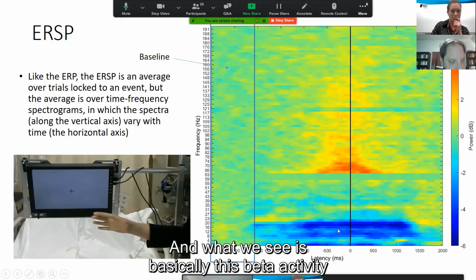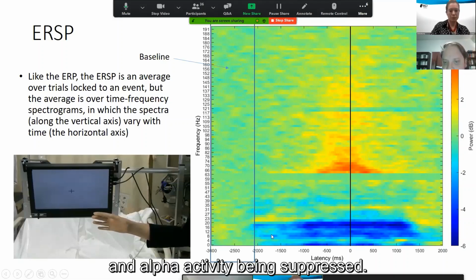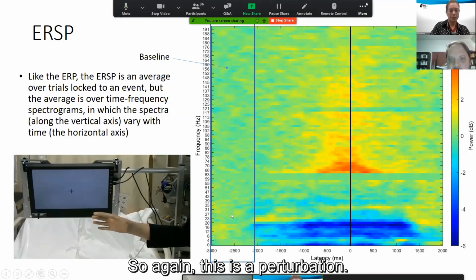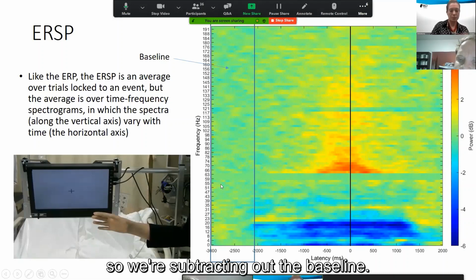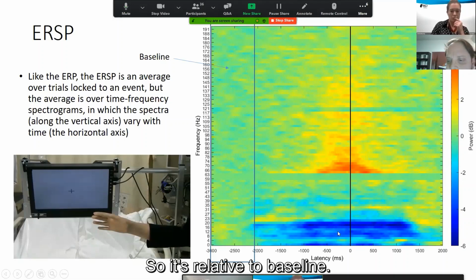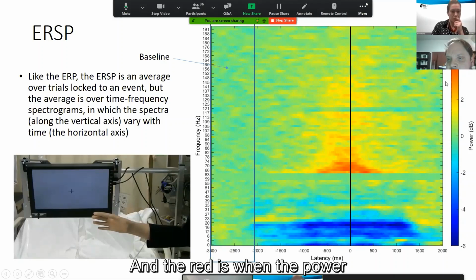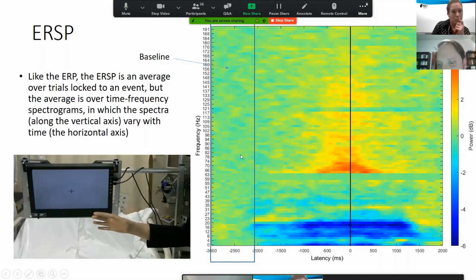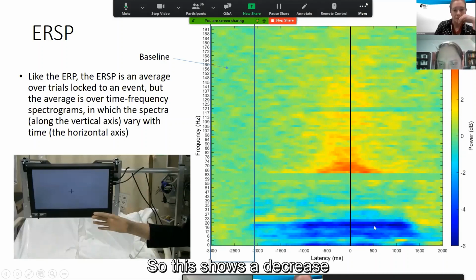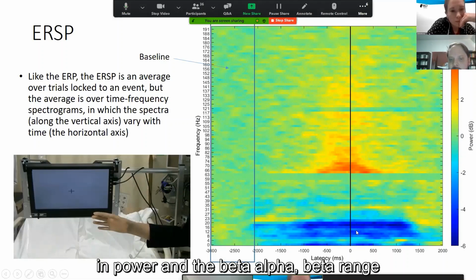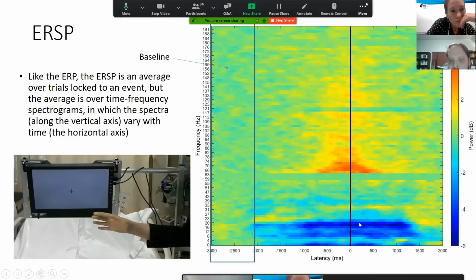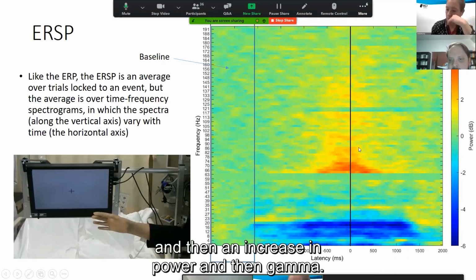What we see is basically this beta activity and alpha activity being suppressed. Again, this is a perturbation, so we're subtracting out the baseline, so it's relative to baseline. The blue is when the power is decreased relative to baseline, and the red is when the power is increased relative to baseline. So this shows a decrease in power in the theta, alpha, beta range, and then an increase in power in the gamma.